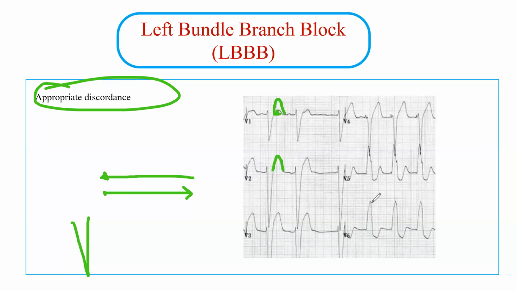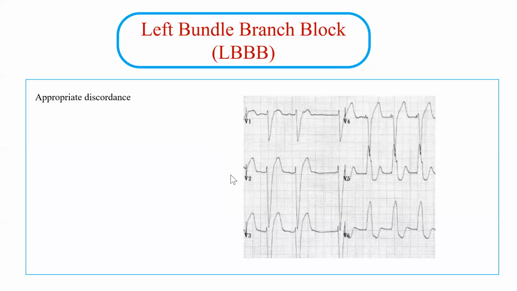Now let's have a look at lead V6. Like we know, the electricity is going toward the lead, so it will give me a positive R wave. And because the repolarization is in the opposite direction, after that it will give us a negative deflection, which is the ST segment depression. And again, this is appropriate discordance because it is less than 25% of the height of the R wave. Okay, so that is what we mean about appropriate discordance.